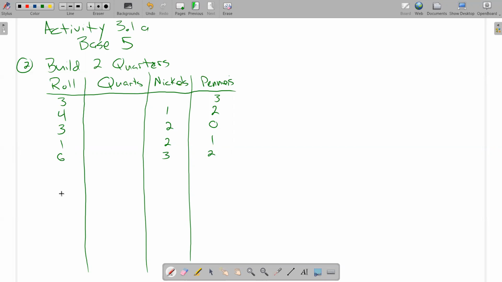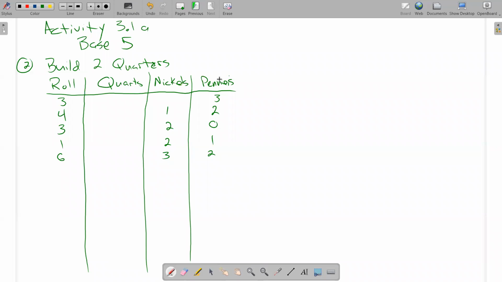And then you just keep rolling, and you're going to keep doing that until you build up at least 2 quarters. Will you get exactly 2 quarters? Maybe, but probably not. You'll probably end up with a little over. All right, so you're just going to keep building up that table till you've built 2 quarters.